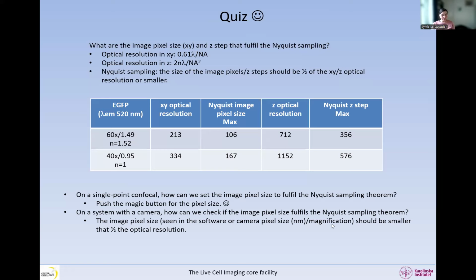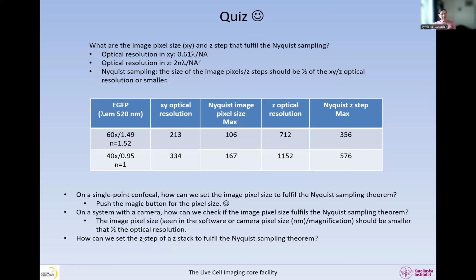And that number that we get should be smaller than this. It should be smaller than half of the optical resolution. Okay, so it's quite simple. But in this case, you need to know the camera pixel size, which you will know very soon because you will have to check. And then we can also look in the software because the software will tell us the size of the image pixels. And that's also quite simple.